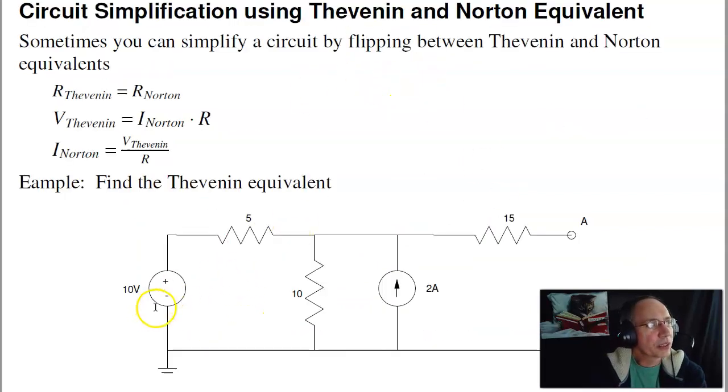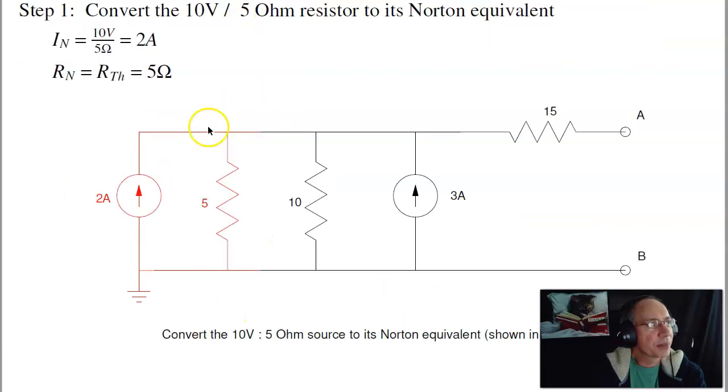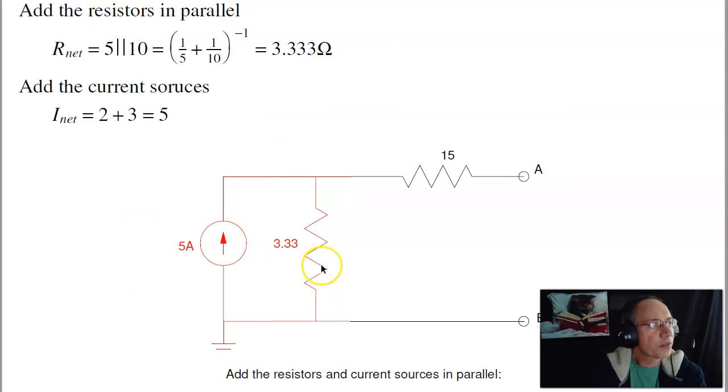Starting out, 10 volts and 5 ohms, the Norton equivalent would be V over R, 2 amps, and the resistor stays the same. So there's my 2 amps and 5 ohms. I can now combine these, 5 in parallel with 10, and 2 in parallel with 3 gives you 5. Gives you 5 amps, 3.3 ohms.